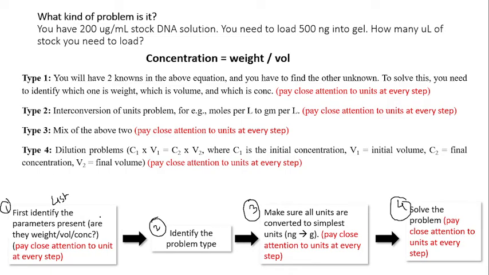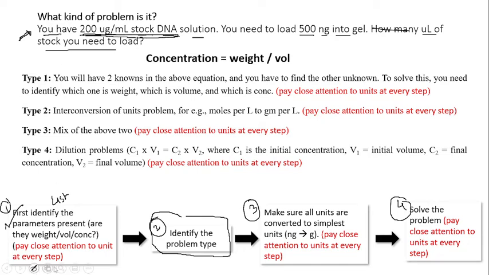Now we have identified what parameters are present, or how to identify parameters. The first step is complete. So we can go ahead and do the second step, that is, identify the problem type. To do that, let's take this example problem that we have been discussing since the first video. You have a 200 microgram per ml stock DNA solution. You need to load 500 nanogram into the gel. So how many microliter of stock do you need to load? Stock means this particular solution.